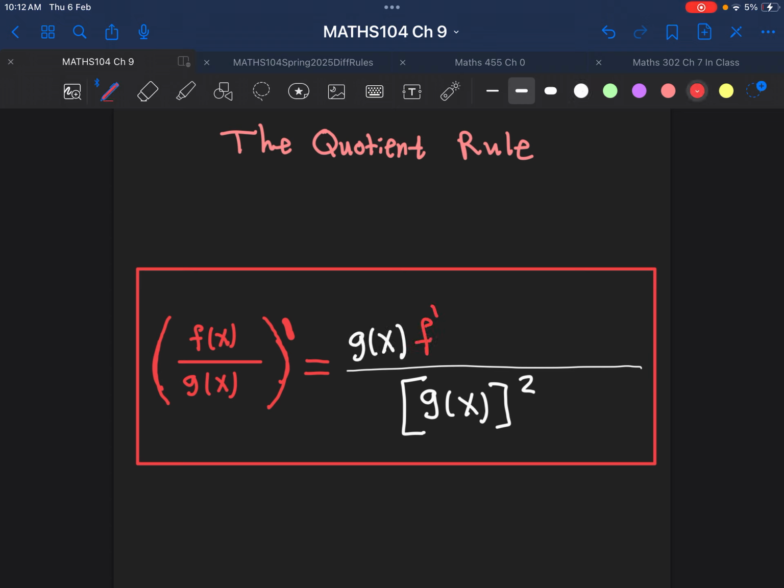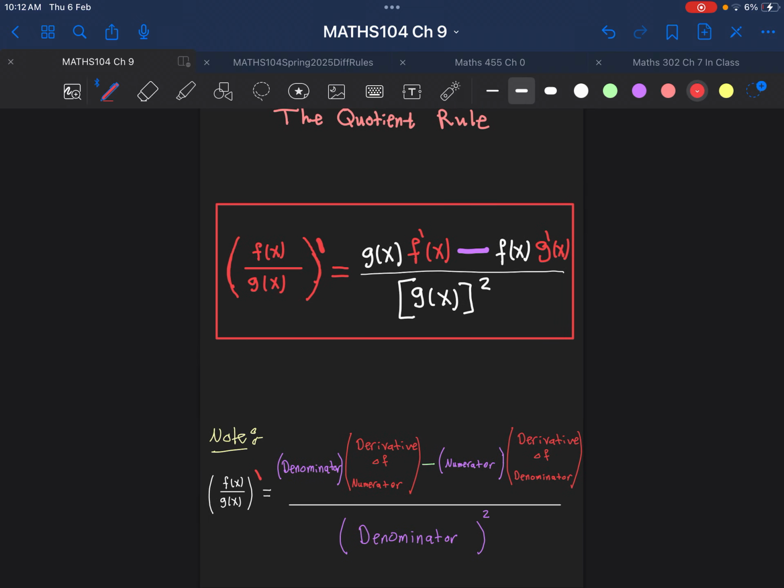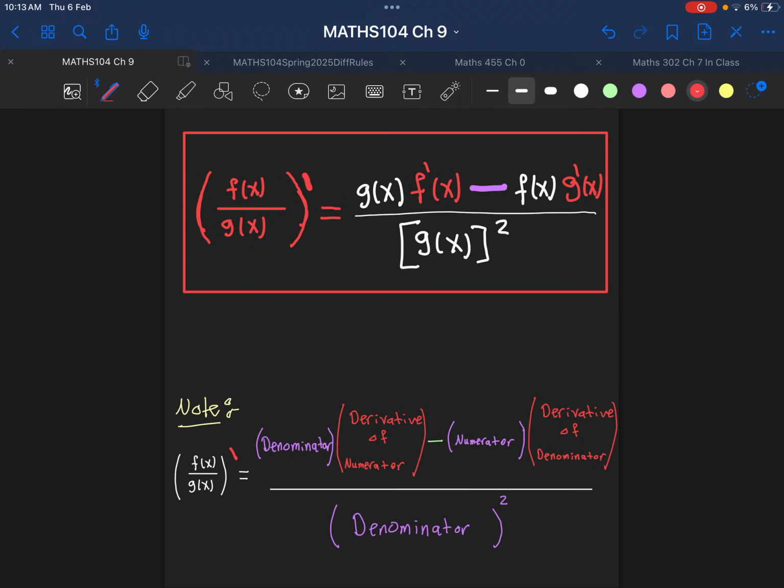And then take the denominator and multiply it by the derivative of the numerator. Next, you write a big minus sign, because next you will take the numerator and you multiply it by the derivative of the denominator. f of x times g prime. And that's exactly the way it is.